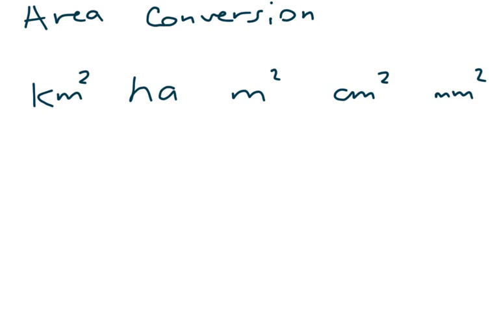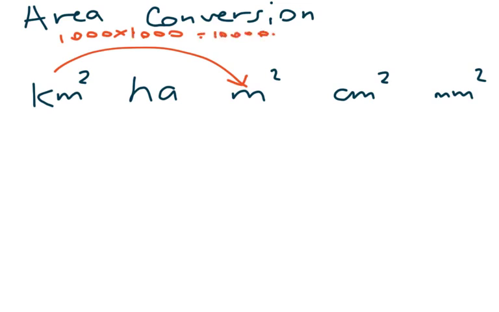But we need to know how to convert kilometres squared to hectares. Now we know that a kilometre has got 1,000 metres in it. So if we need to convert from kilometres squared to metres squared all the way here, we've actually got to times that number by 1,000 times 1,000, which you end up with 1,000,000, which can make for a very big jump.